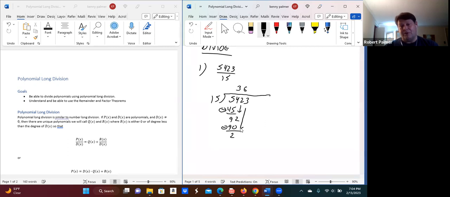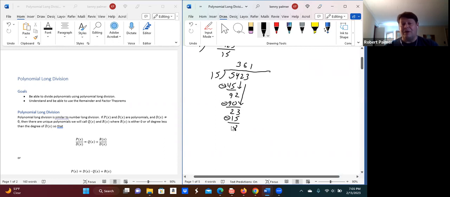Once again, bring down the next number and repeat the process. How many times is 15 going into 23? Just once. Okay. And 1 times 15 is 15. Then, once again, change your sign. We subtract: positive 23 and negative 15 gives us a positive 8. And now we're done. Okay. There's nothing else to bring down, and 15 won't go into 8 evenly. It's not big enough. That's how we know we're done.